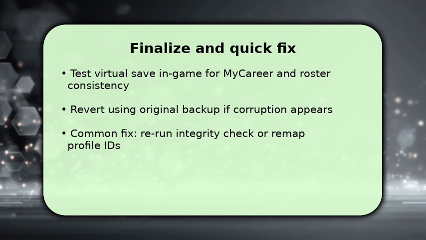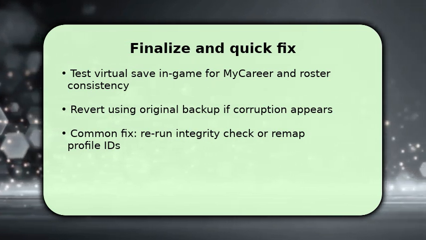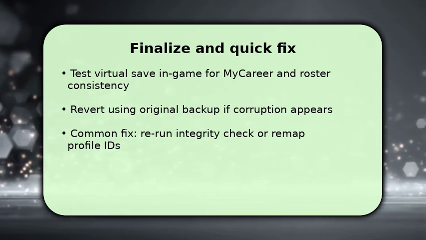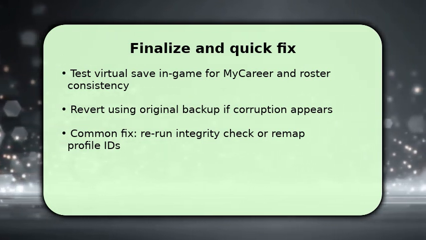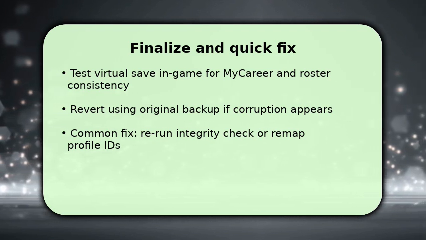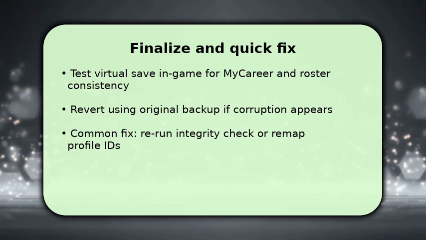If you encounter corrupted stats, missing apparel, or progression issues, revert to the original export and reapply virtualization with corrected mappings. A key troubleshooting tip: if errors persist, rerun the integrity check and remap profile ID. That resolves most sync and corruption problems.